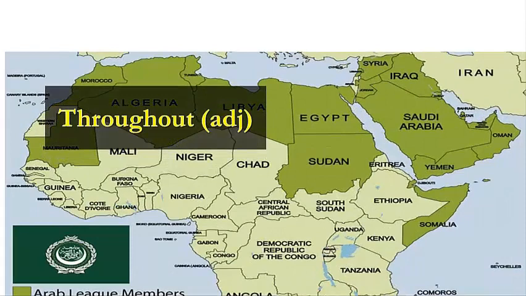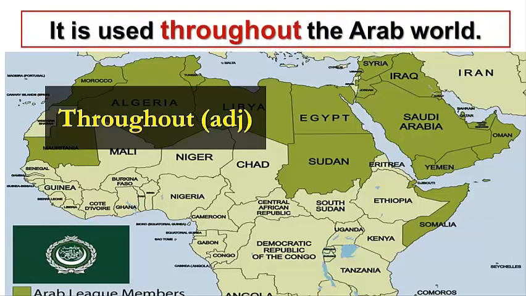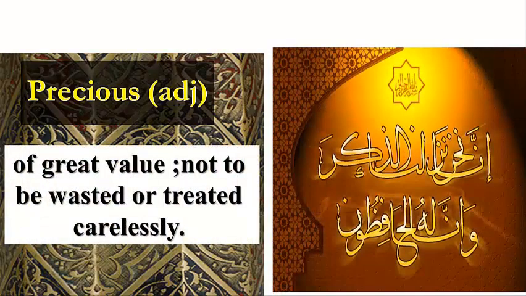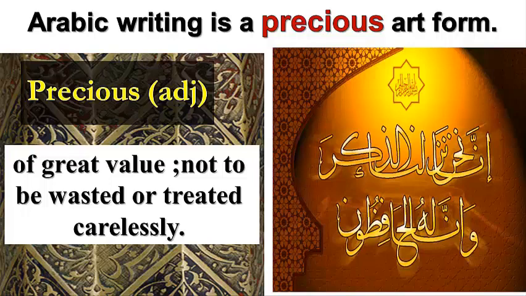Throughout. It's used throughout the Arab world. It's an example. Precious. The word is an adjective, meaning of great value, not to be wasted or treated carelessly. An example: Arabic writing is a precious art form.